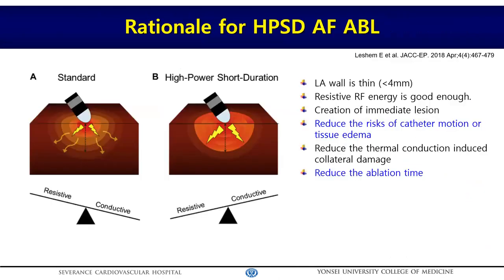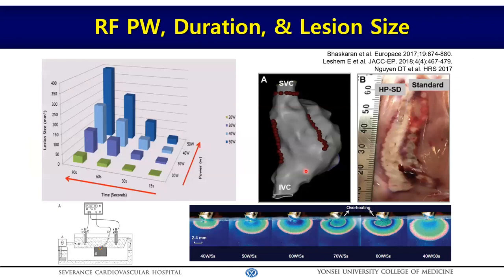Hyper-short duration RF ablation aims to create RF lesions by relying on resistive heating rather than conductive heating. Since the LA wall thickness is usually less than 4 millimeters, resistive heat can create a conduction block as a primary surface lesion. Above all, since the single point ablation duration is short, the effect of catheter motion and tissue edema can be reduced, and the ablation time could also be reduced.